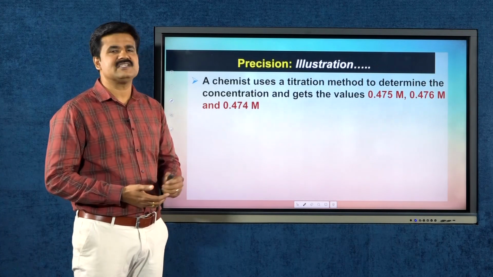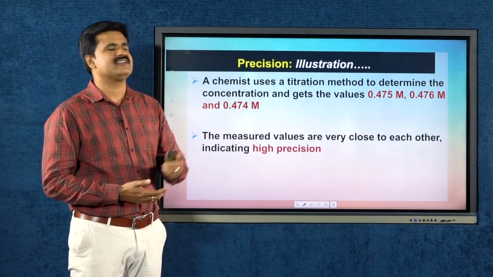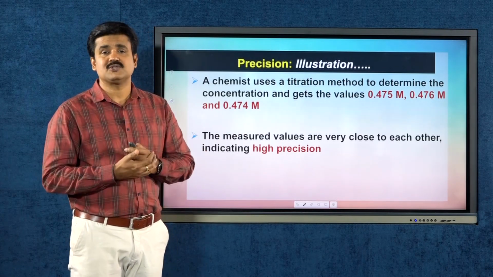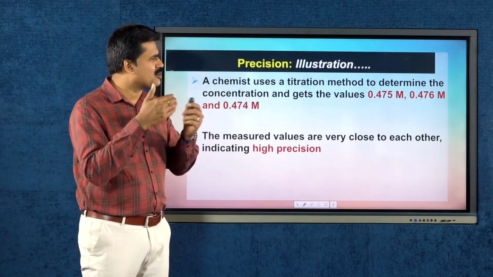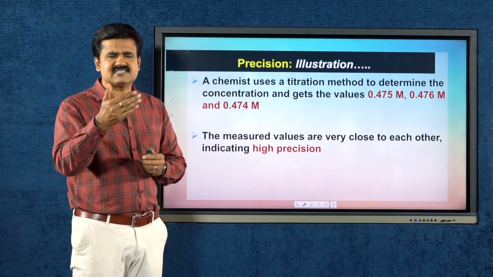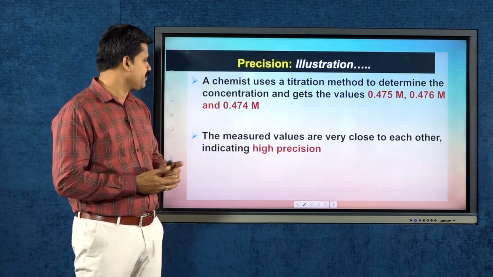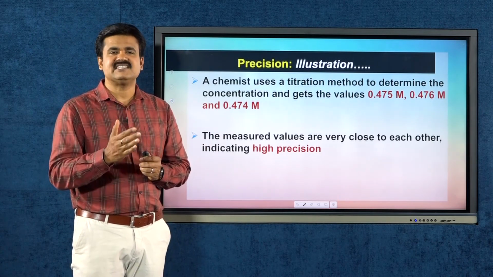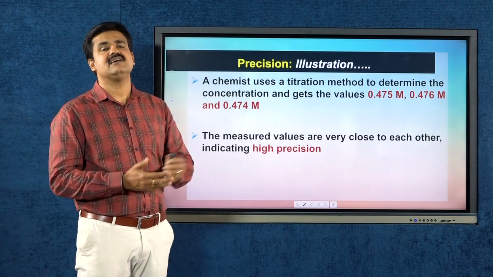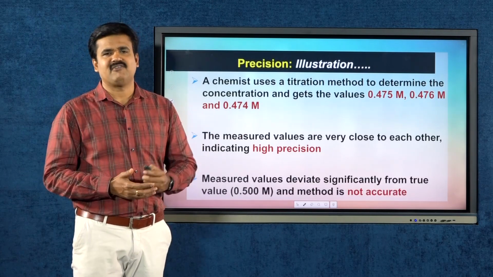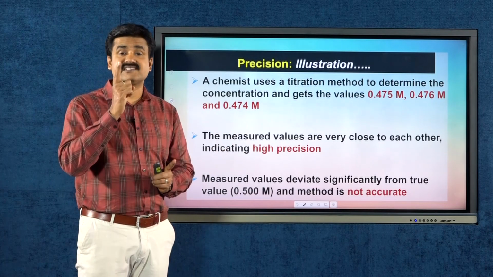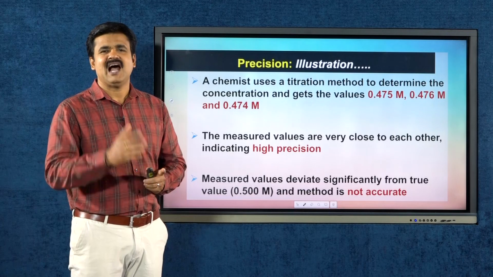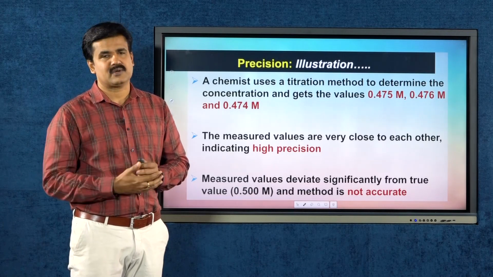Now, look at these values very carefully. We can arrive at the conclusion that the measured values are very close to each other. 0.475 is very close to 0.476, which is also close to 0.474. So, the measured values are very close to each other, indicating high precision between the values. Measured values, however, deviate significantly from the true value, which is 0.500 molar, and this method is not accurate.